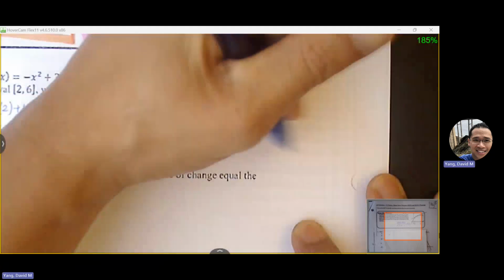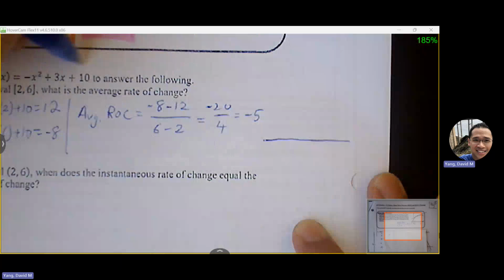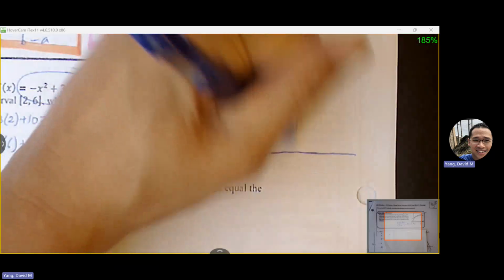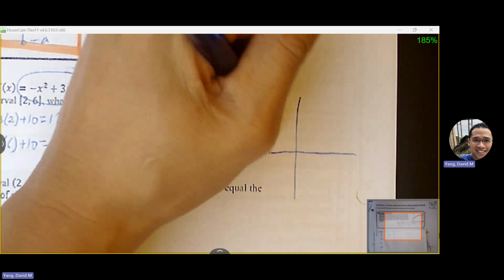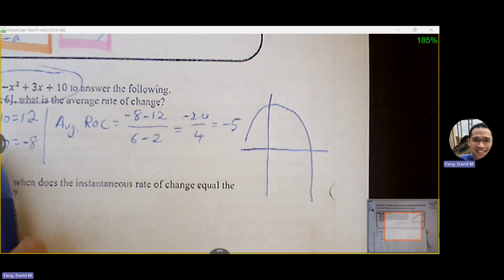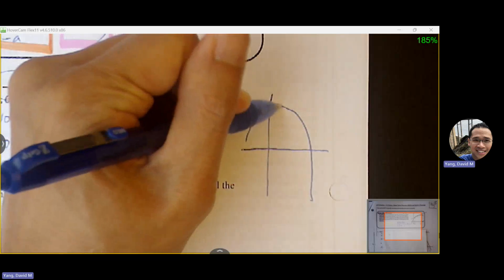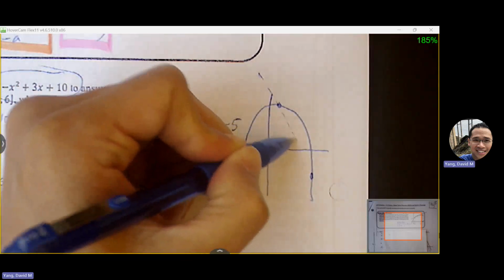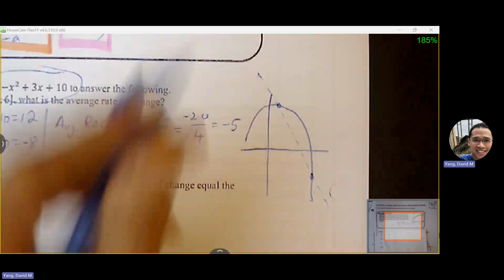So imagine this scenario here. The graph is connected and smooth because we have a polynomial. So the graph may look something like this. What we found was that between 2 and 6, the slope of the graph is negative 5. Okay. So we can imagine that, right? We can imagine that to be true.